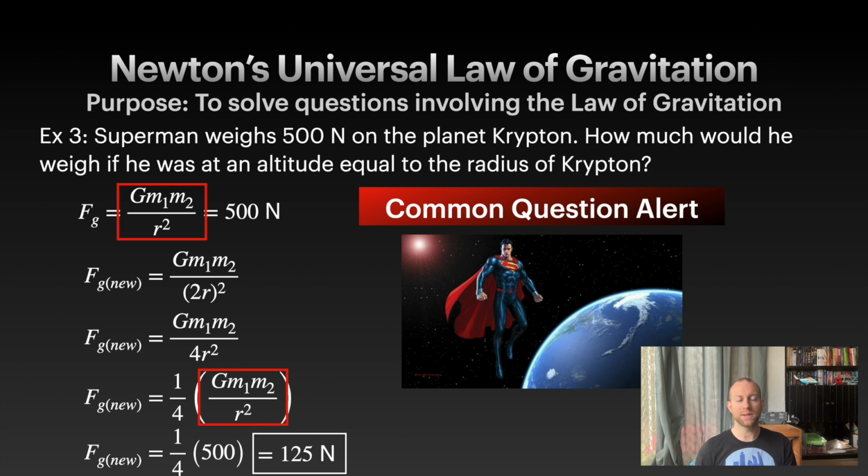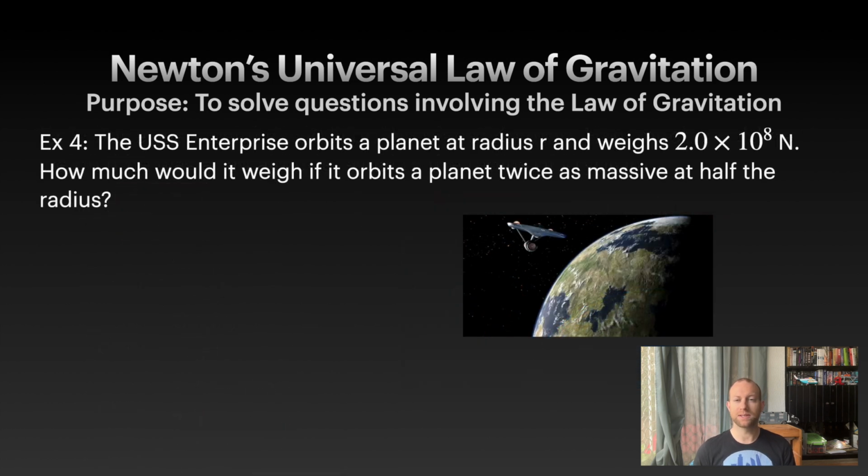So this is a common type of question. Your method for solving this will be the same. Let's do this again with a different situation. So the USS Enterprise, spaceship from Star Trek, in case you don't know, orbits a planet at some radius r. We're not told what that is, but at that radius, we are told that it weighs 2 times 10 to the 8 newtons. Then we want to know how much would it weigh if it orbits a planet that's twice as massive, but it is now at half the radius.